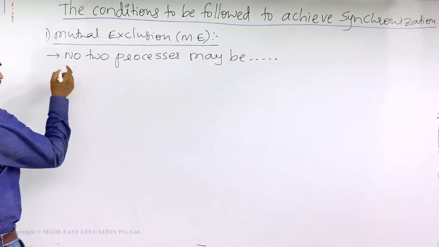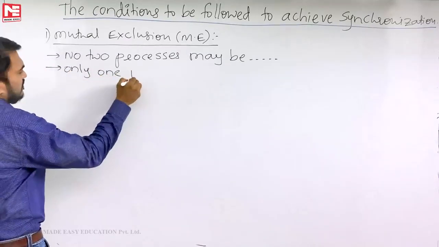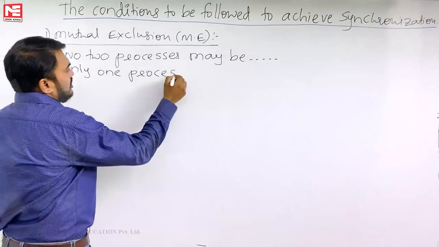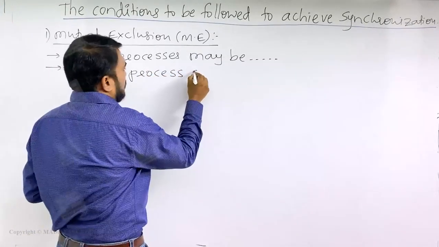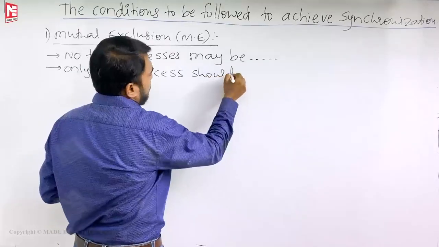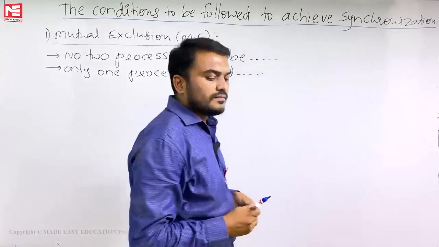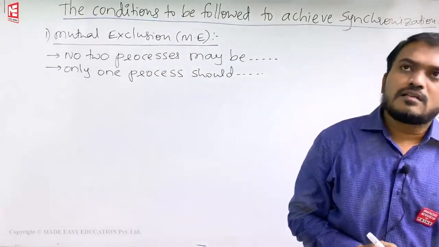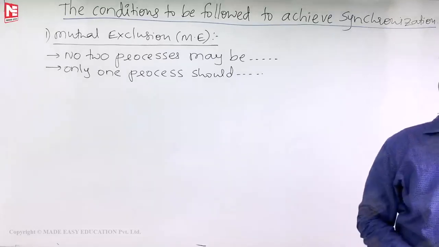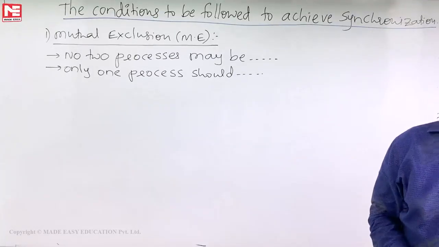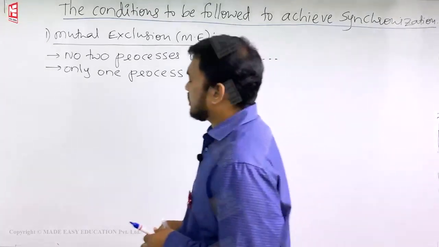Mutual exclusion means, next point, only one process should be present inside the critical section at any point of time.